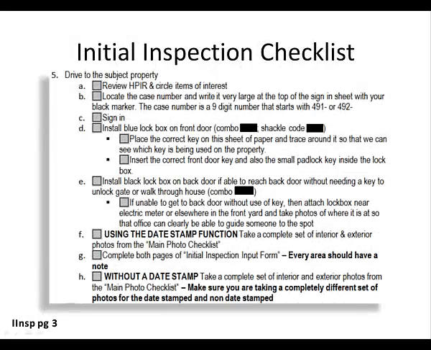We left off here on number 5. A says to review the HPIR and circle items of interest. We've done that. We circled the items of interest, so now we're looking back at this checklist. Item B here says locate the case number, write it very large at the top of the sign-in sheet.